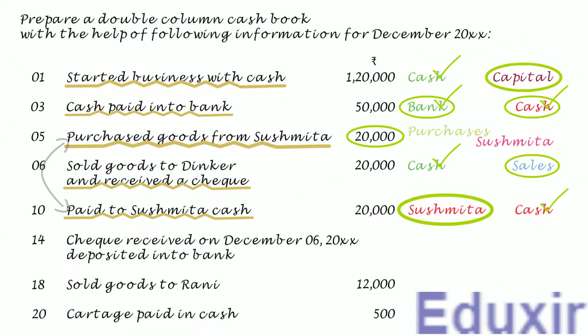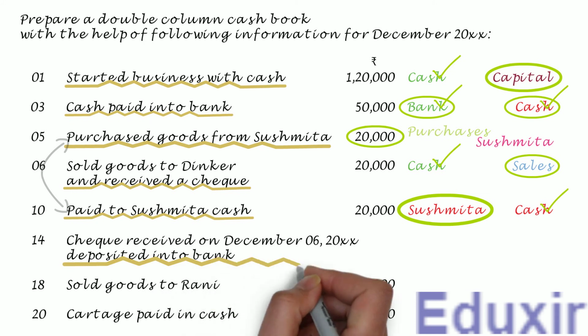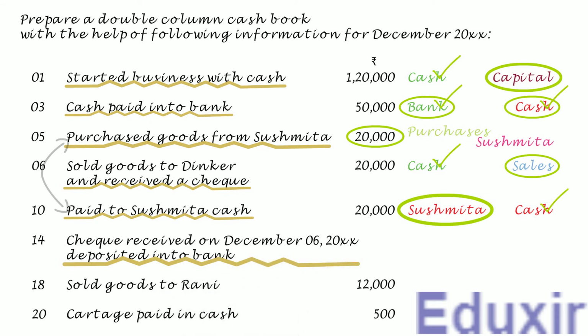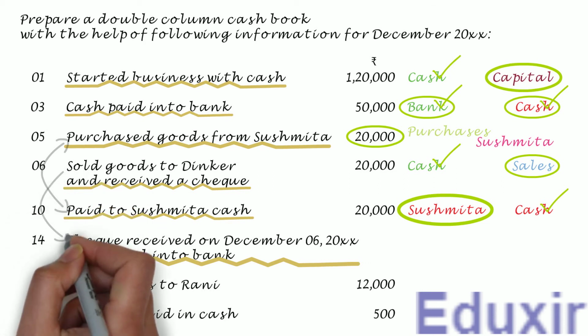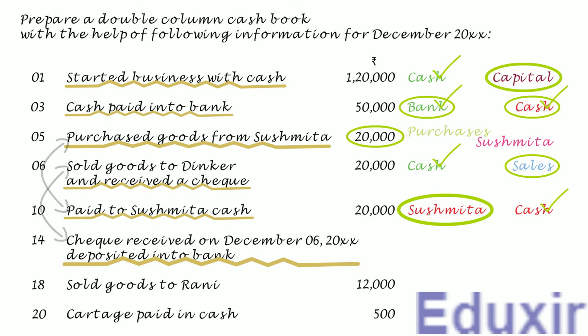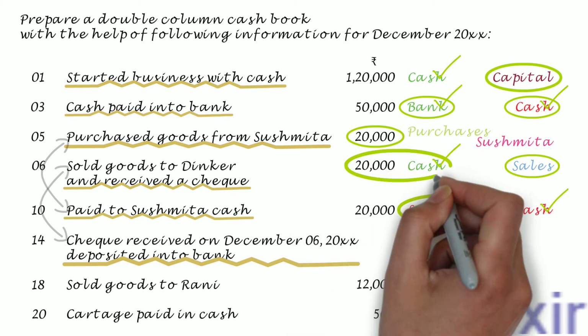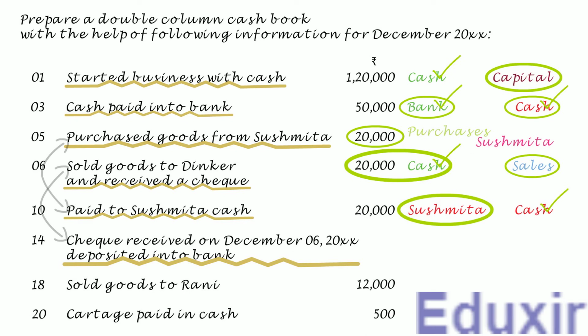In this transaction, the check received on December 6th is deposited into the bank. Note that as it is stated in the description of this transaction, it is related to the transaction done on 6th December, wherein the buyer Dinker has done the payment through the cheque. As the cheque is not deposited on the same day, it is recorded as cash received on that particular day. Now, as the cheque is going to be deposited on 14th December, we need to consider this as cash being deposited into the bank. Putting it simply, we are treating the cheque as cash here.